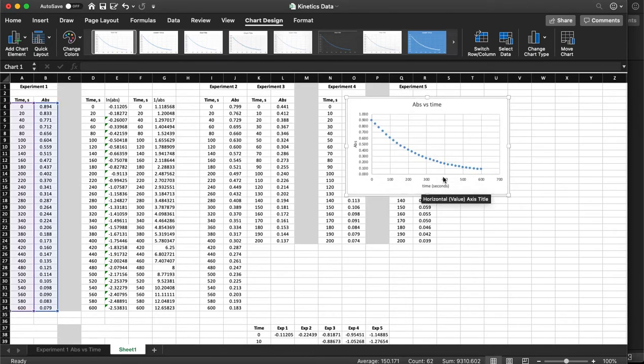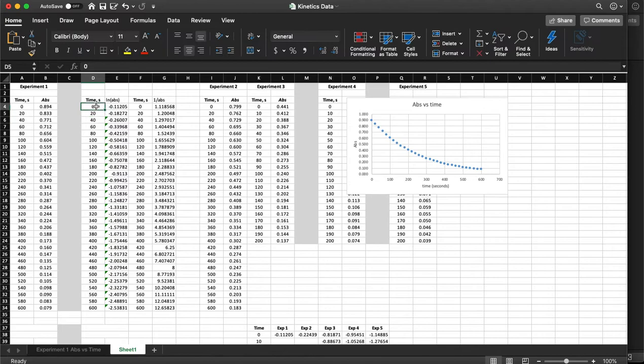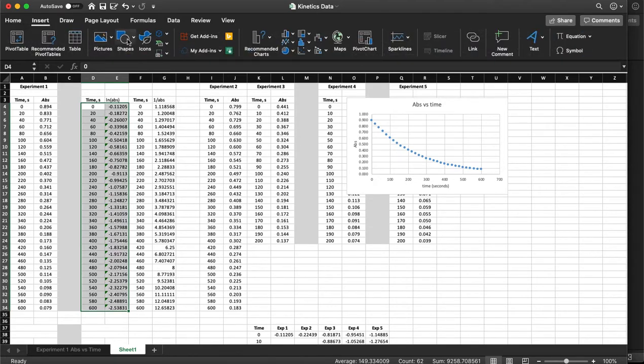CSC Pub is going to want this plot regardless, so make sure you have your different labels and pieces on here. Keep those because, like I said, CSC Pub is going to ask for it. But now I'm going to go ahead and make my second plot. Same thing, I'm just going to highlight. This is going to be natural log of absorbance versus time instead of just absorbance, and we can compare how that looks.